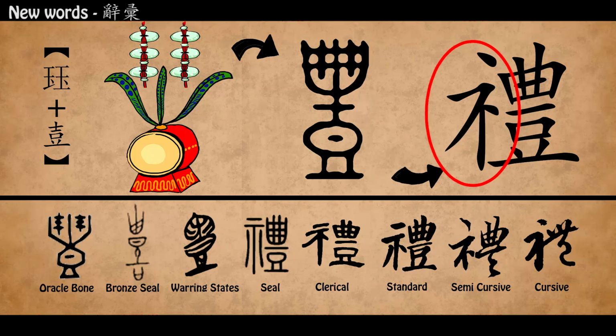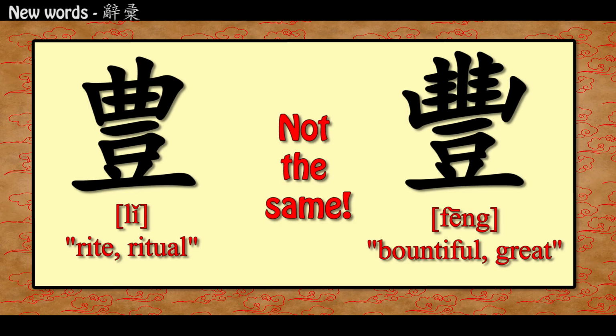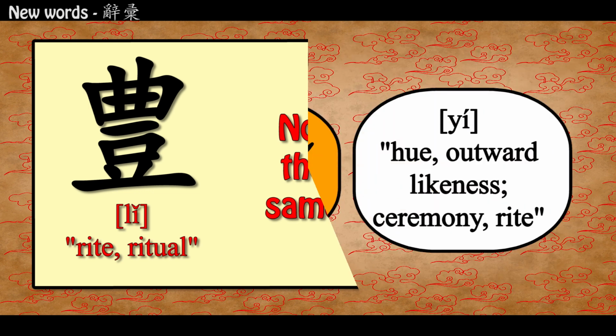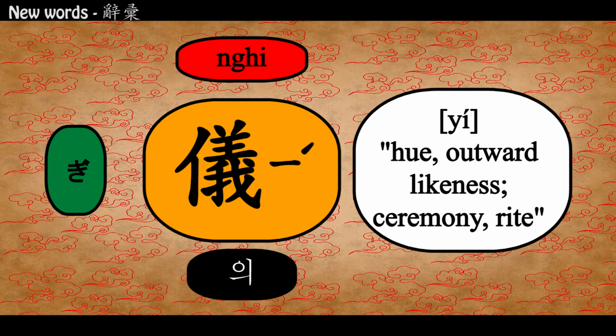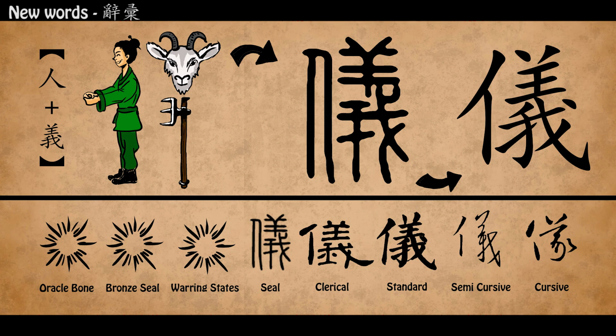The altar radical 是 was tacked on later, maybe to set Li asunder from feng, bountiful greatness, which looks much alike in the clerical and standard scripts. Yi, hue, outward likeness, ceremony, rite. From Ren, man, and Yi, righteousness.